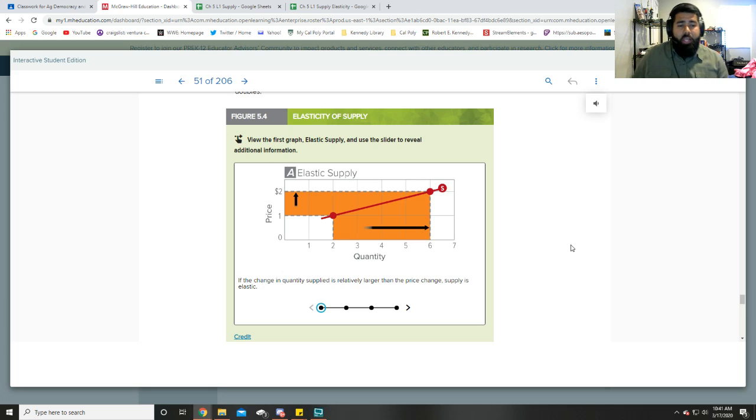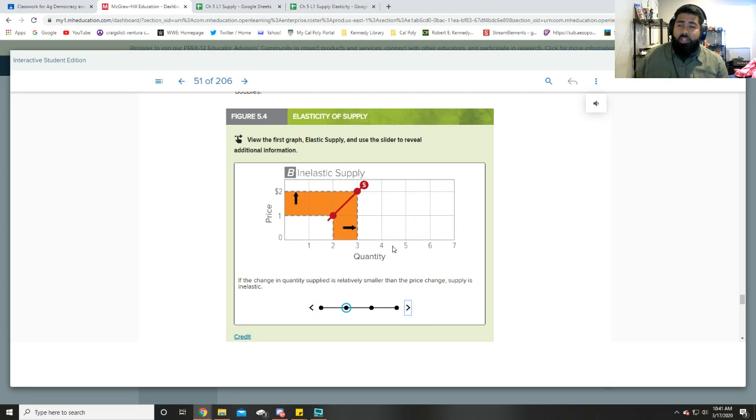So if you see here, at price number one and at quantity number two, when the price went up $1, the quantity supplied went over quite a few spaces, and it reacted very much to that change in price. Even though it was only a $1 change, the quantity changed quite a bit. So this right here would be an example of elastic supply.